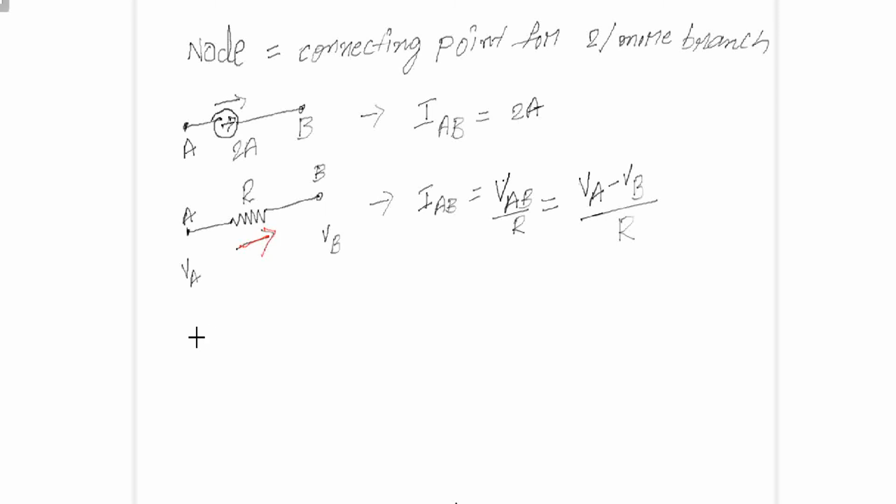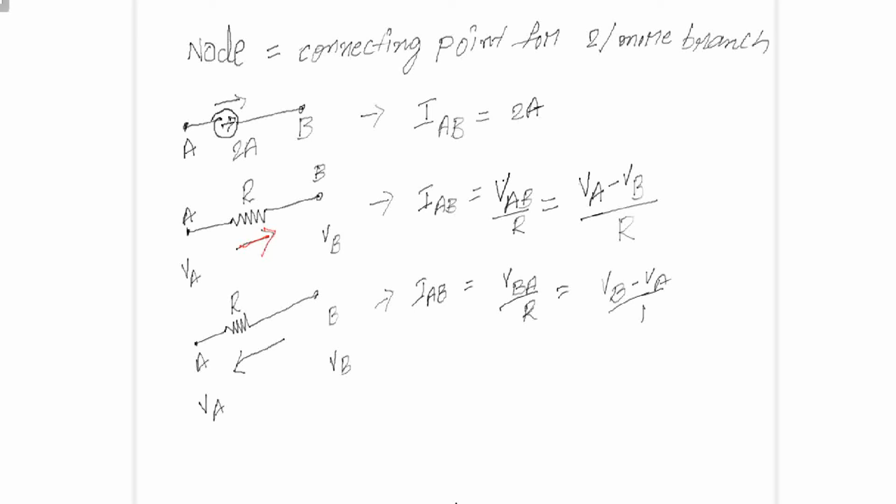If I take one more scenario, this is a point A and this is point B, and here the voltage is VA and here the voltage is VB, and here the resistance is R, and if current flows like this, then IAB is equal to VBA by R, which is equal to VB minus VA by R. So these are all very important points.